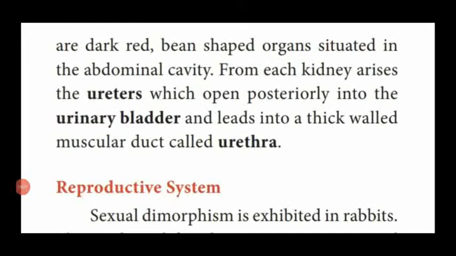A pair of kidneys, which is located in the abdominal cavity, is dark red in color. The shape of the kidney, as I told you, is bean shaped or reniform, located on either side of the abdominal cavity. The right kidney is somewhat higher than the left kidney. From each kidney, a fine tubular structure arises, named the ureter.